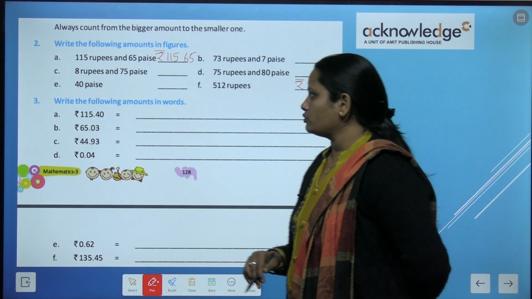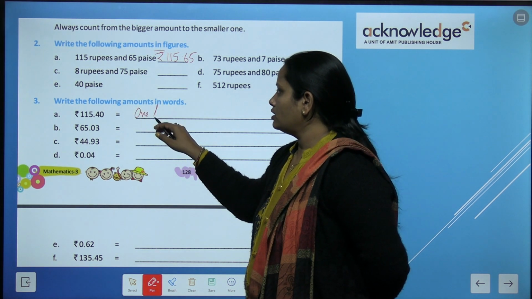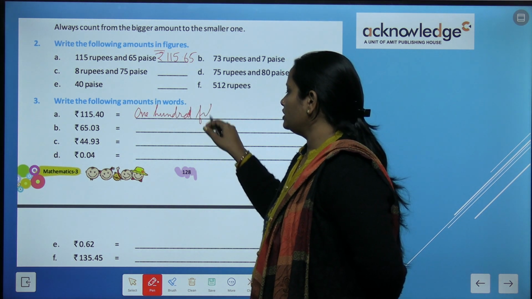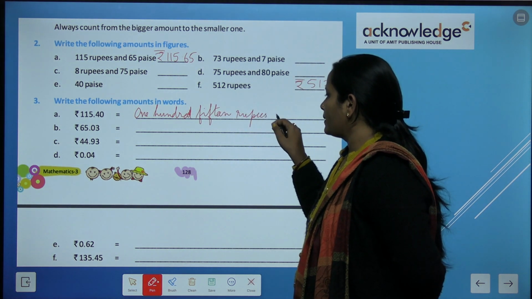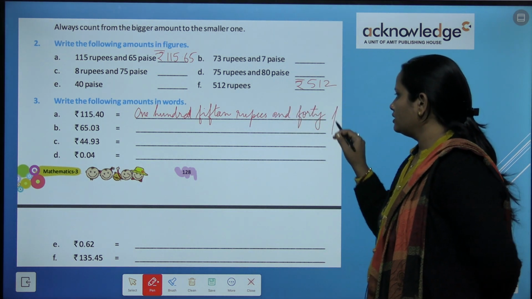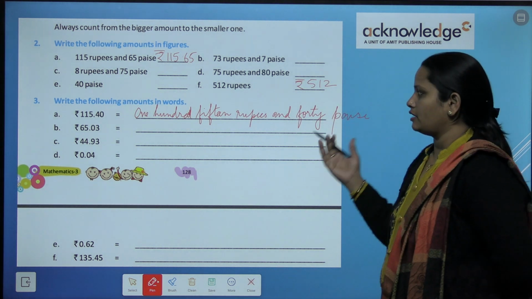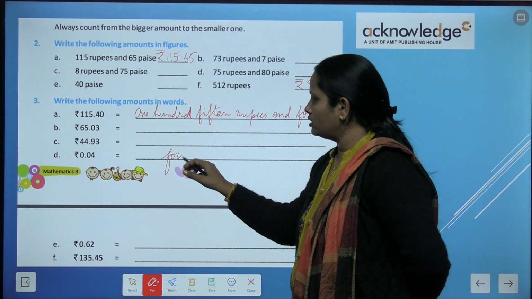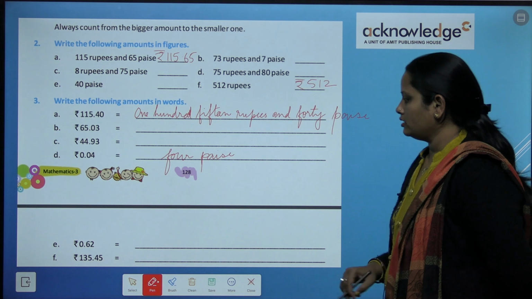Now write the following amounts in words. So again it is 115 rupees and 40 paise. I hope this is clear. Similarly, you have to do the rest of the questions, children. Here, this one is 4 paise. Clear?